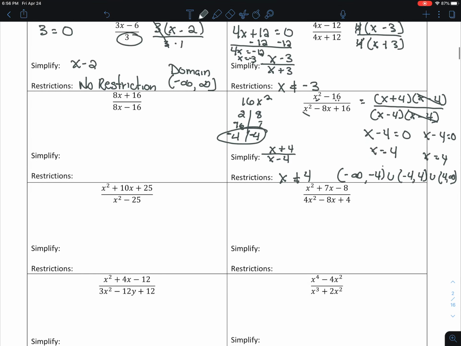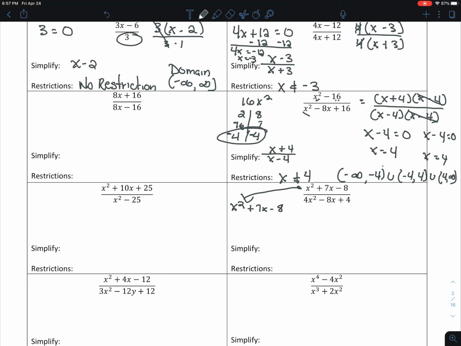Okay, I'm going to do this next one. x squared plus 7x minus 8. So I have to factor both the numerator and the denominator. Sometimes I like to just come over here and rewrite them. So I'm going to write this over here. So I have x squared plus 7x minus 8.